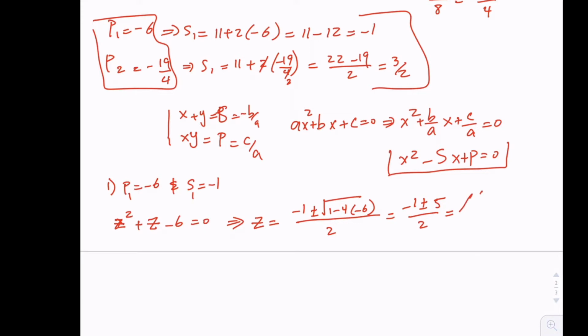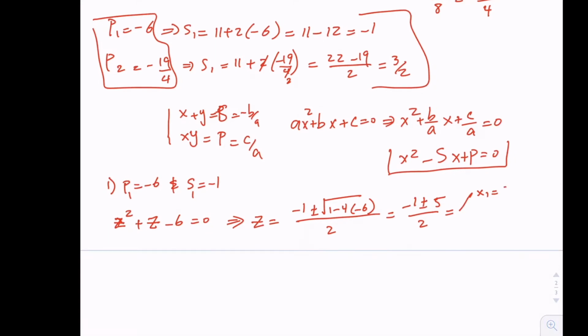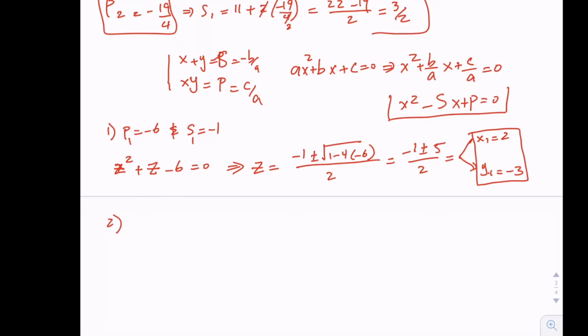And therefore, x1 will be 4 divided by 2, which is 2. And y1 will be minus 6 divided by 2, which is minus 3. Now, we should remember that because the equation was symmetric, we can reverse the order of x and y. So alternatively, x1 could be minus 3 and y1 could be 2. Now let's form the second equation for the second set of S and P's that we found.